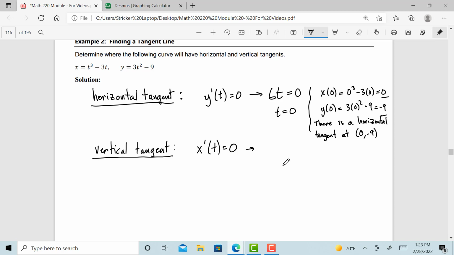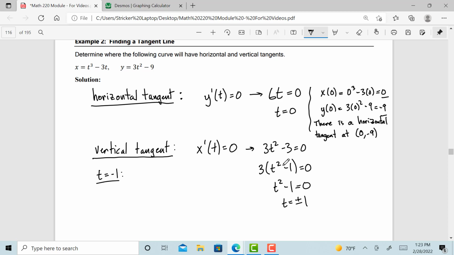X prime, if we take the derivative, we get 3t squared minus 3, and that should be equal to 0. And again, we have a polynomial equation, so we can factor. We can factor out a 3, which leaves t squared minus 1 equals 0, which means t equals plus or minus 1. All right, so let's check those scenarios. That's two values, so let's try negative 1.